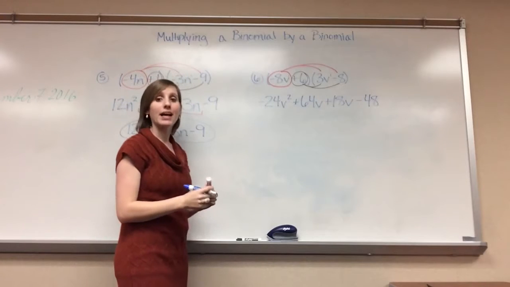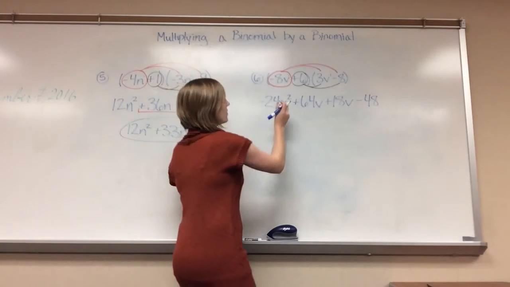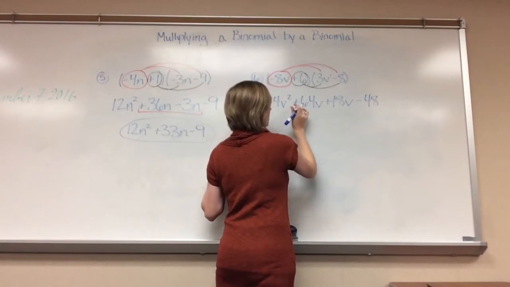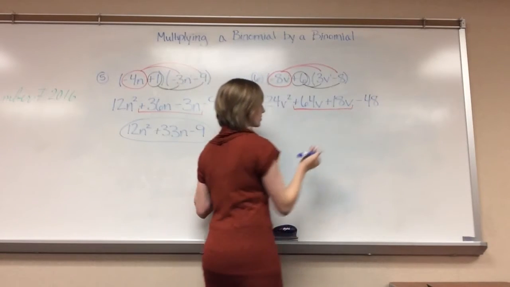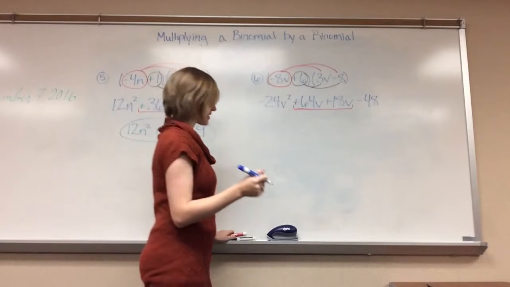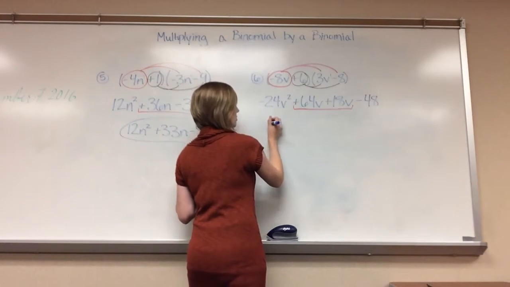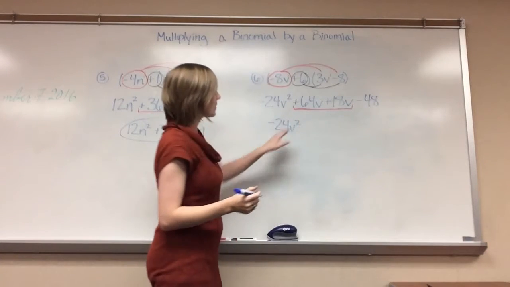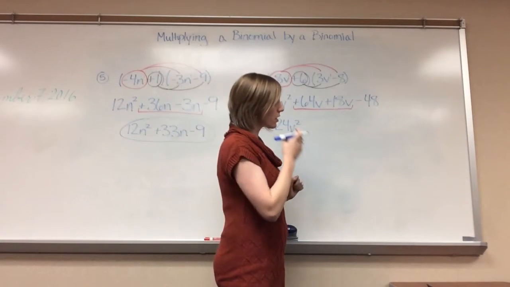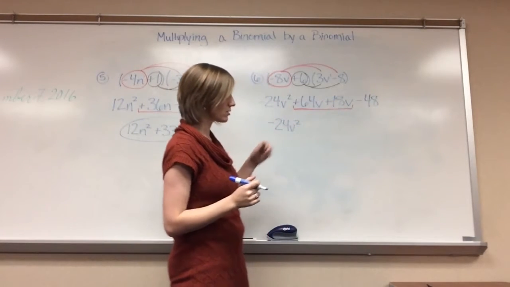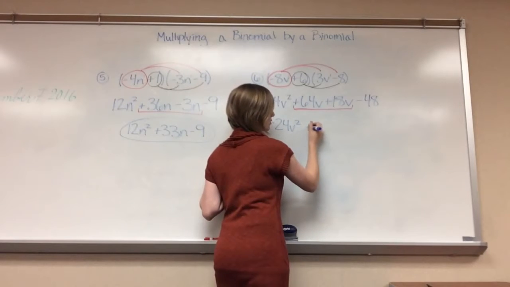Last step, combine those like terms. V squared, v, and no letter means that these two middle terms will be combined. The v squared is not a like term because it has the exponent of 2. So negative 24v squared stays the same. And then we combine these. 64v plus 18v is positive 82v.